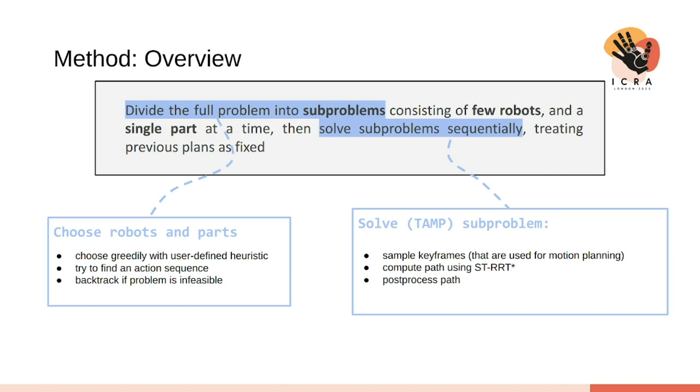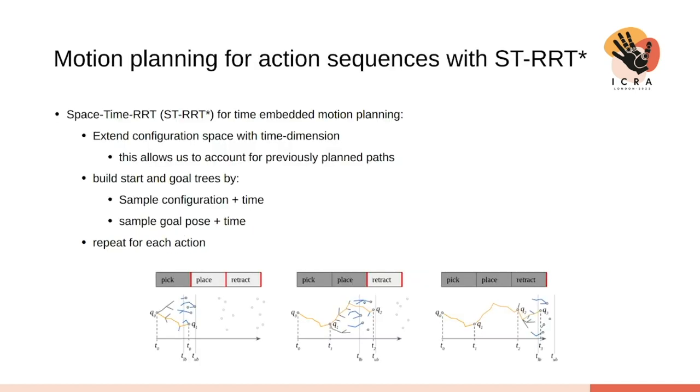Solving a subproblem then works by first sampling valid keyframes for the task and motion planning subproblem. So for example, we try to find a handover pose. We then compute a path using spacetime RRT and post-process the path by smoothing it and shortcutting it. But what is STRRT?